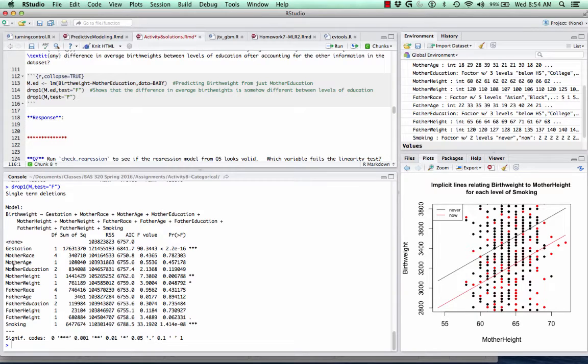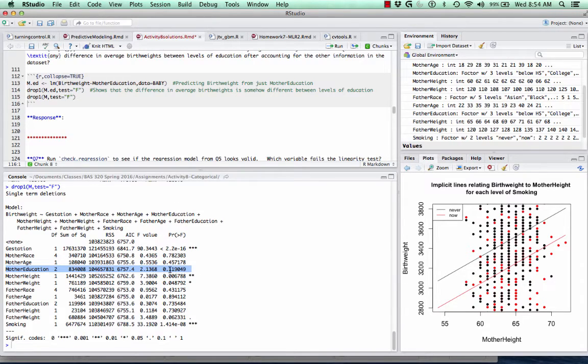And what we want to focus in on is the variable mother education. It's represented by two indicator variables because we have three levels. And what do we say here? Do we have a statistically significant difference in average birth weights between the three levels of mother education after accounting for everything else in the model? Well, no, we don't, actually.